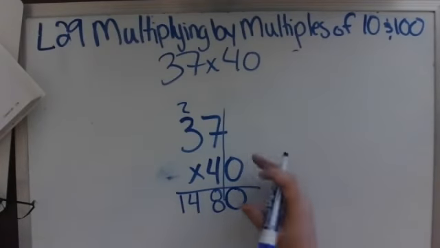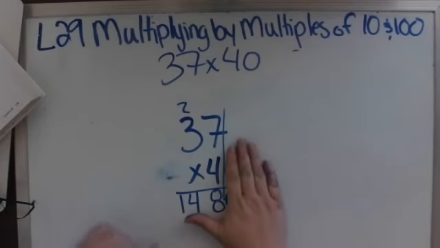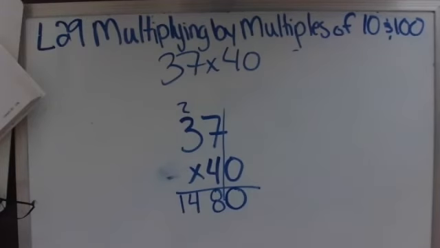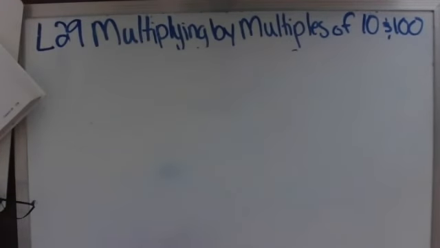Okay, so what I've done is I offset it, so that I ignored that 0 for the moment, did all my multiplication, then added that 0 in at the end. Okay, that's the same thing that I did earlier where I broke it up into 4 and 10. I've just kind of simplified it a little bit. Let's do one more together.